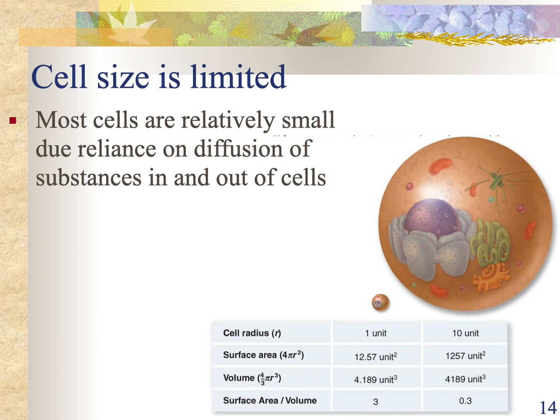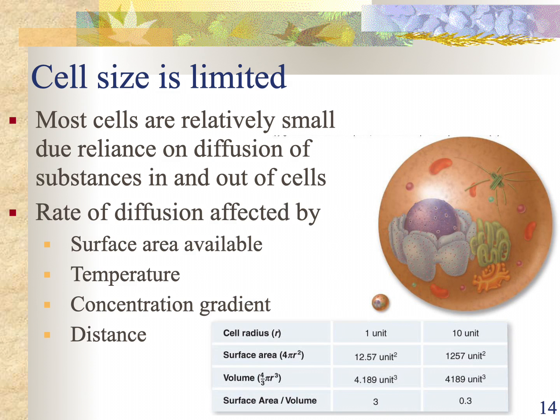Well, cell size is limited because all cells rely on diffusion. Diffusion is the random movement of molecules from areas of high concentration to low concentration. Diffusion is needed for organisms to get energy and to get rid of waste products. They rely on osmosis for movement of water. Cells are limited because these processes are only effective when the distance is relatively short. If a cell is really big, it has to move things across a long distance.